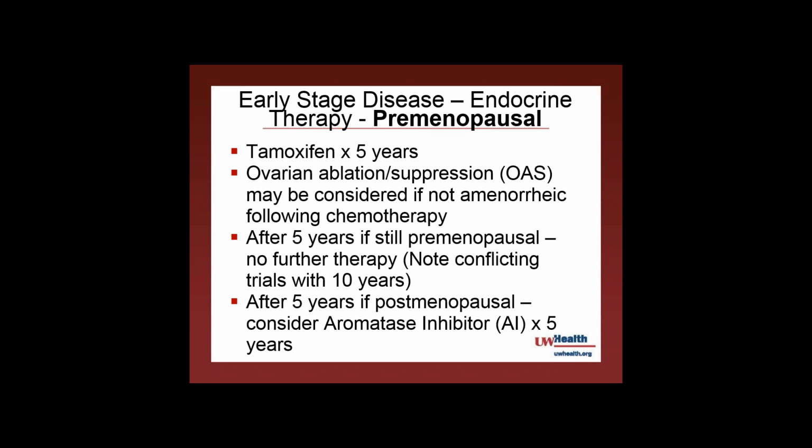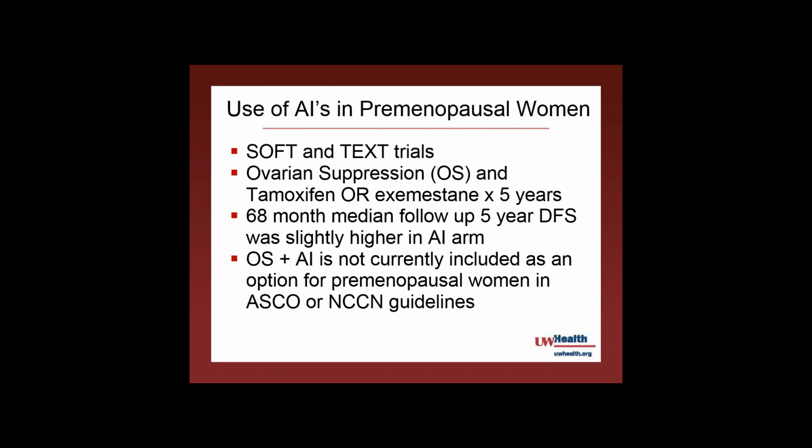If you become postmenopausal after 5 years, you should consider an aromatase inhibitor for another 5 years. So how about the use of aromatase inhibitors in premenopausal women? The SOFT and the TEXT trials address that question. They used ovarian suppression and tamoxifen, or ovarian suppression and exemestane times 5 years. So they all got ovarian suppression, and one group got tamoxifen and one got exemestane.